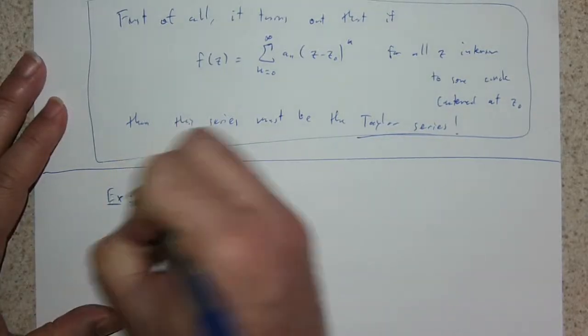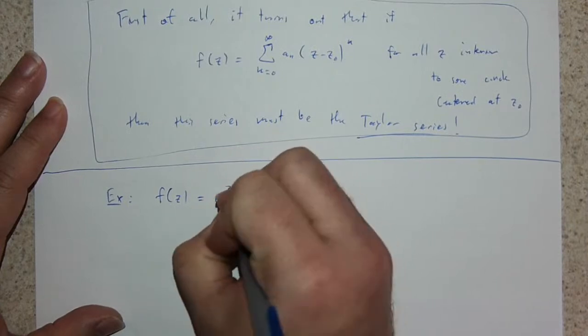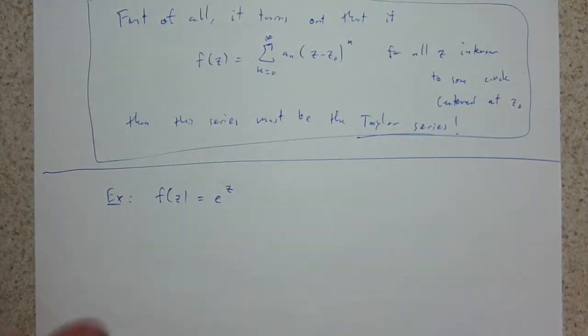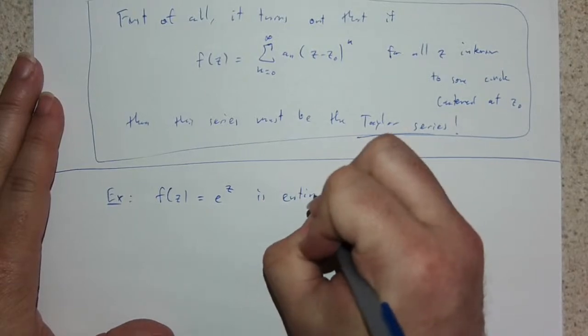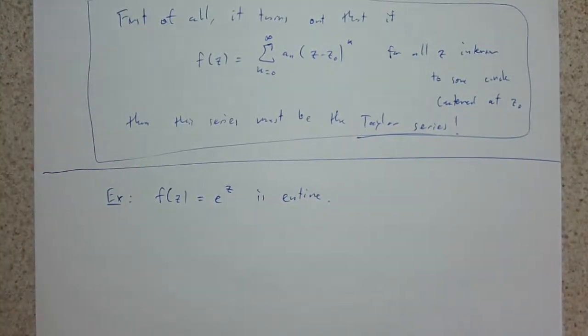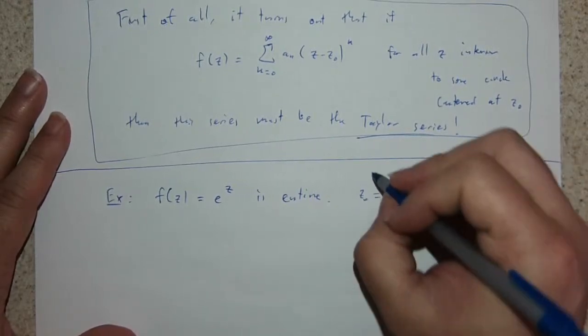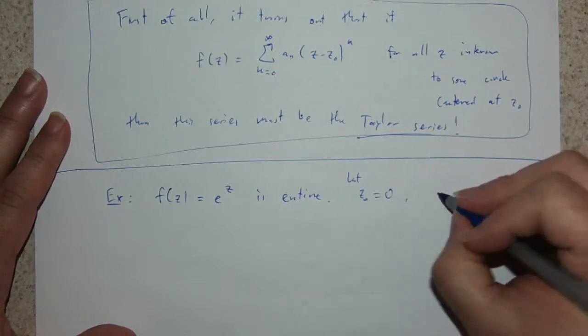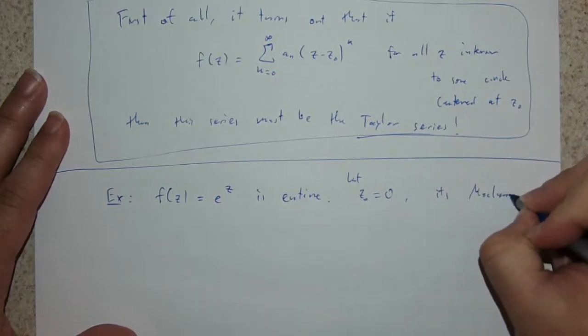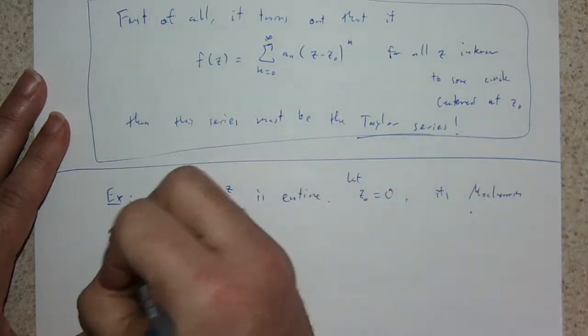So here's the first example. Let f of z be e to the z. This is entire. And so I don't have to worry about some neighborhood where this thing has a power series expansion. I can apply Taylor's theorem. Since this is entire, I can use any point I want to. So I'm going to use the Maclaurin series, z naught equals 0. So let z naught equal 0, its Maclaurin series is valid for all z, right?